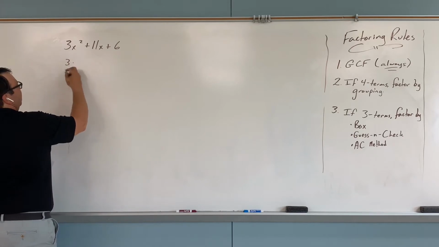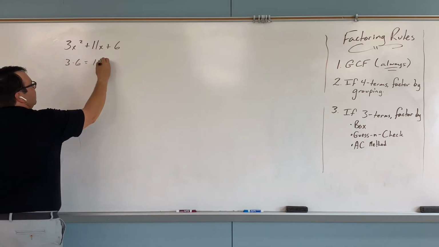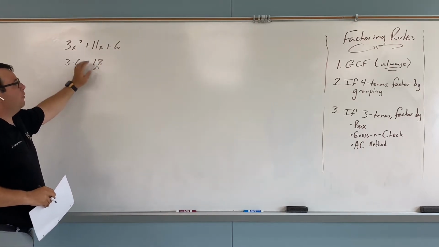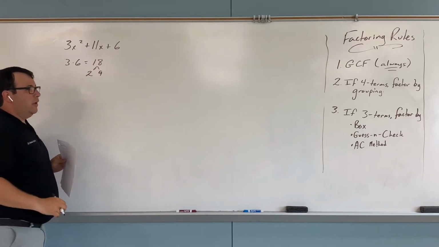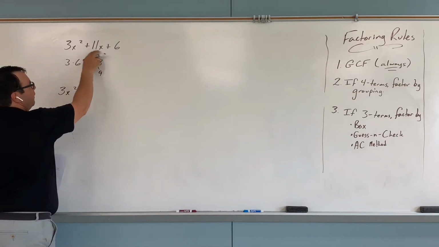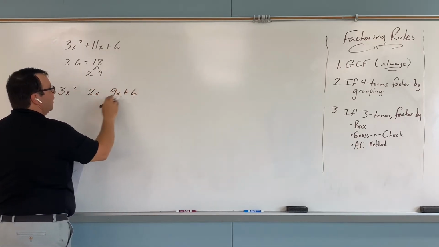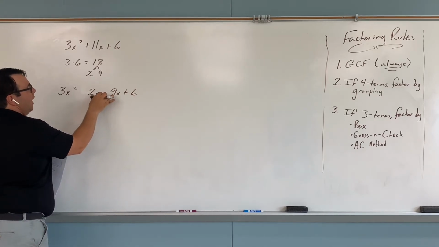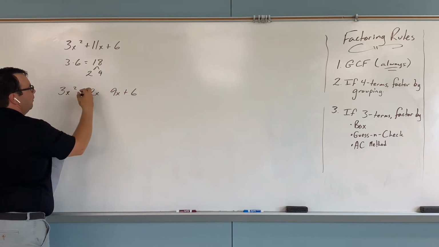So the AC method, I take my A term and my C term, multiply them. That gives me 3 times 6, which is 18. And now I'm looking at factor pairs of 18 that would give me 11. So I'm looking at, in particular, 2 and 9. Using my 2 and 9, I will split up this 11x into 2x and 9x. Notice I did not add signs initially. I'm going to go back and check myself. How do I get from 2x and 9x to a positive 11x? Well, both of those need to be positive.